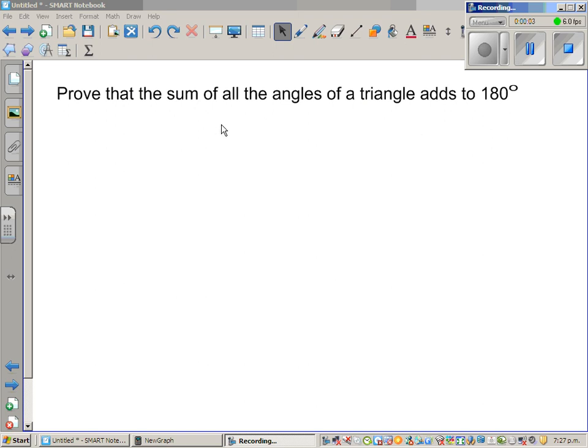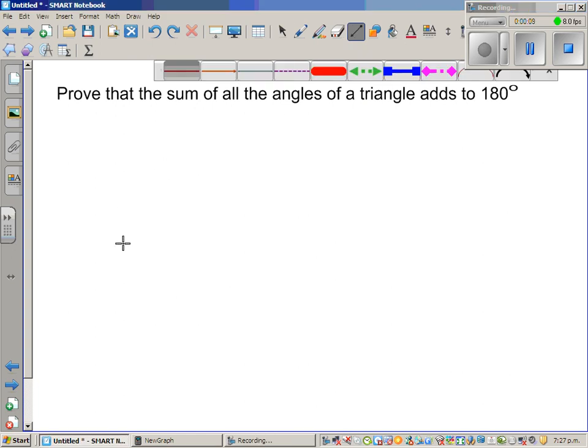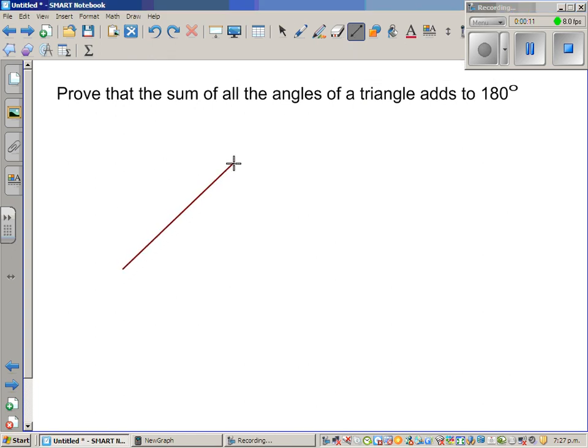Prove that the sum of all the angles of a triangle adds to 180. So let's draw a triangle. Say this is any arbitrary triangle. Say this is one side. I'm using a line tool. This is the other side and this is the third side. So there are three sides in a triangle.